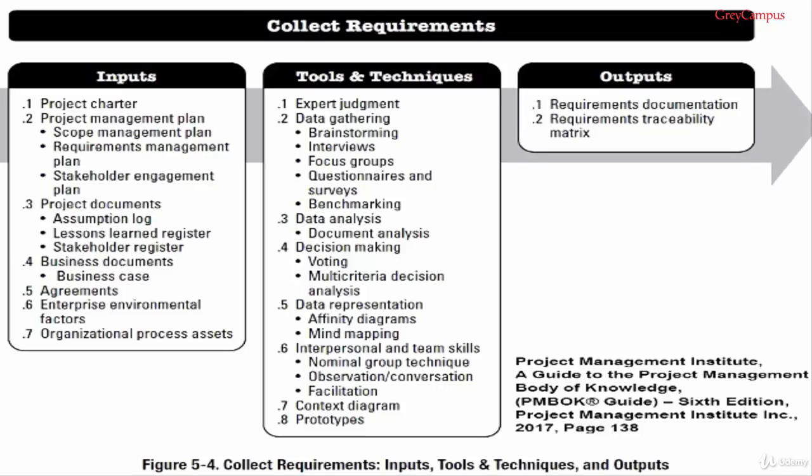Input number 2 is the project management plan, and please remember the project management plan is not a single document, it's not the schedule, it's a collection of 18 sub-plans, baselines and the life cycle. In particular, we're looking for 2 sub-plans created as outputs of the plan scope management process, namely the scope management plan and the requirements management plan. The scope management plan details how the collect requirements process will be managed, and the requirements management plan will detail how we should collect, analyse and document the requirements.